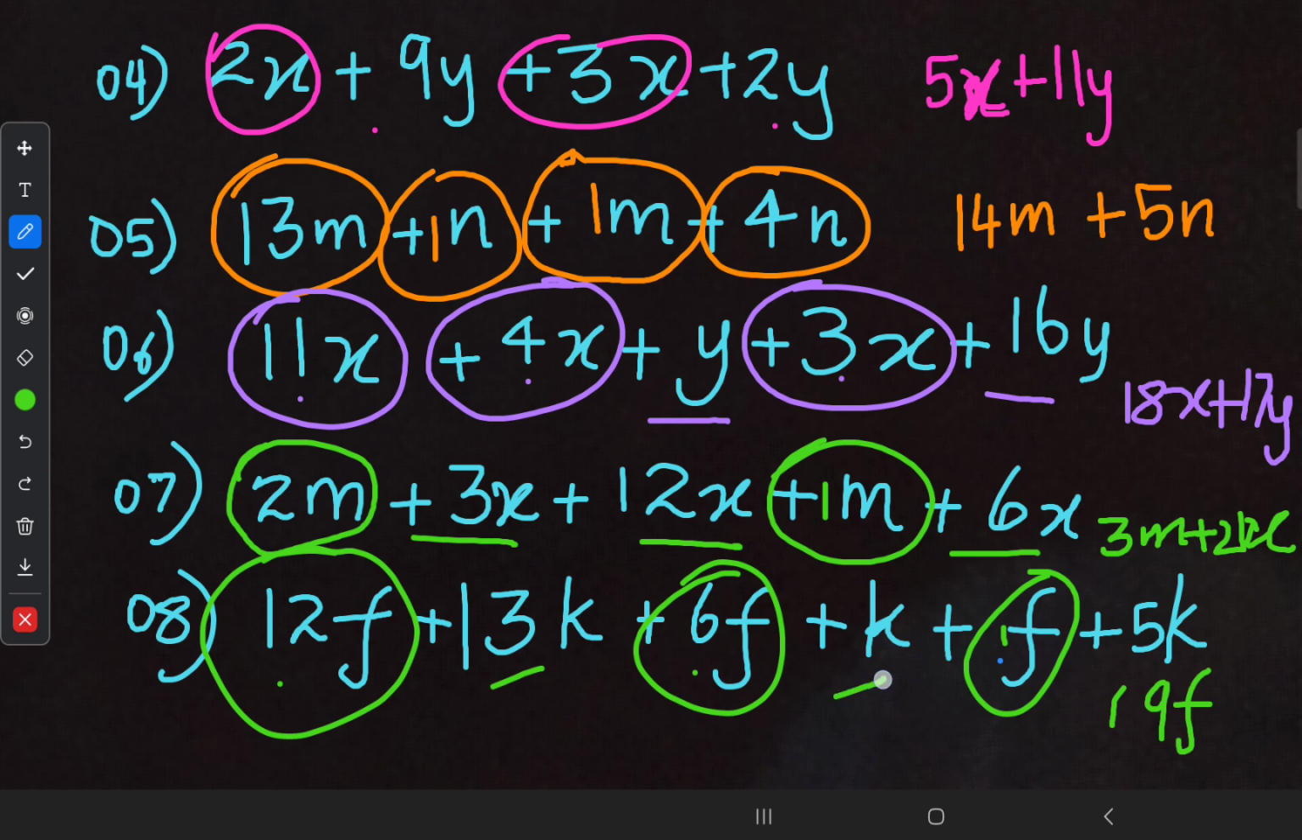13k plus k is 14k, plus 5, that one also gives 19k. Okay, 19k. What we did here, we just found our like terms and added those particles. With like terms only we can do the arithmetic operations. That's the thing you should be clear about in this lesson.